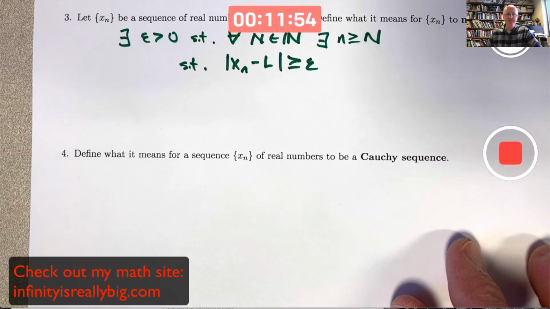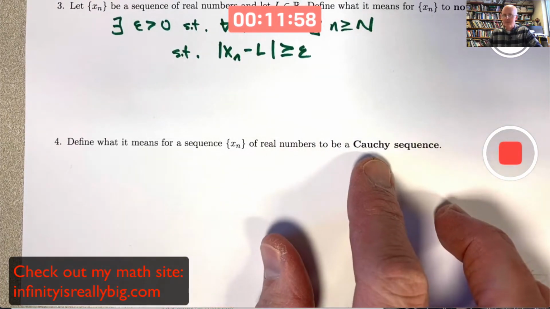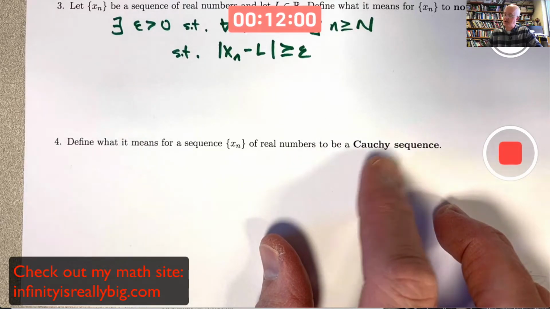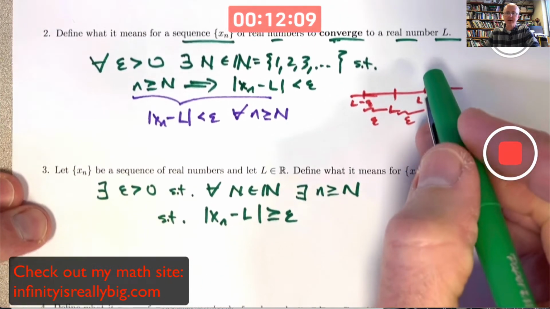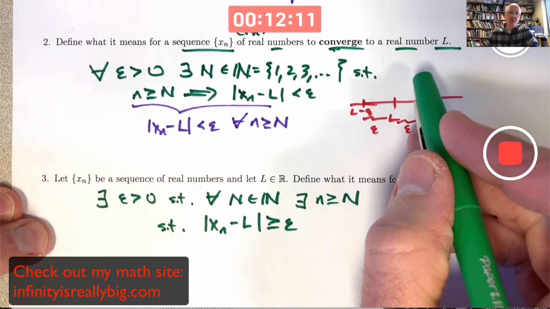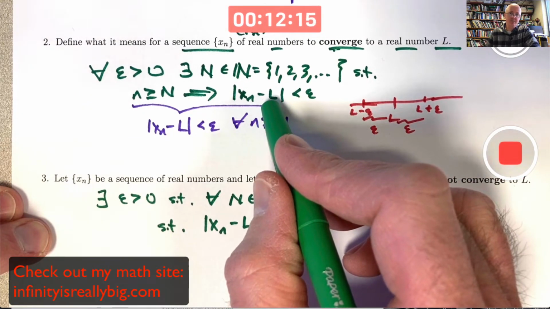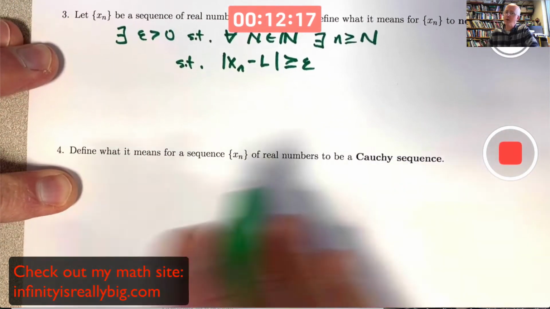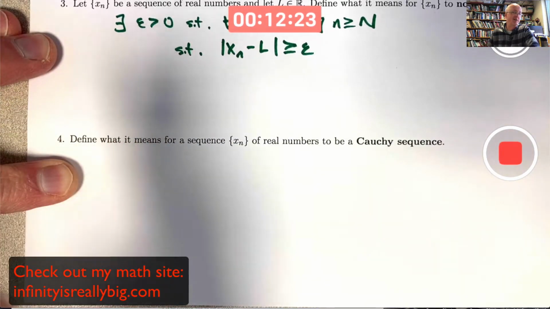Number 4, define what it means for a sequence Xn of real numbers to be, don't say Cauchy, say Cauchy, Cauchy sequence. Okay? With a sequence converging to a real number L, the terms in the sequence eventually get really close to L. With a Cauchy sequence, we don't assume that. We don't assume they get close to some number L. We assume the terms eventually all get close to each other.